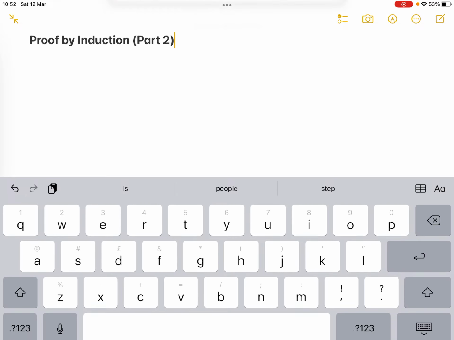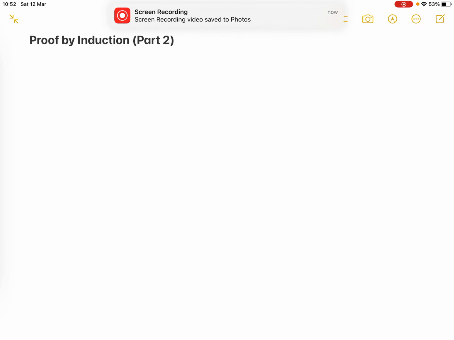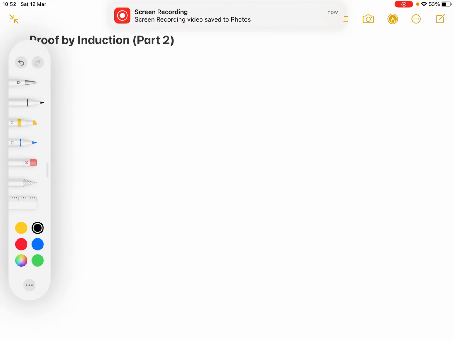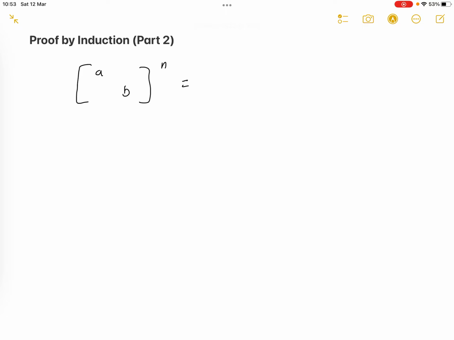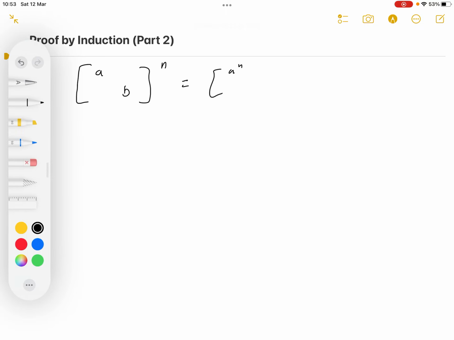So this is the second part to my proof by induction video. In the last video we went over proof by induction for powers of matrices. So we proved that (AB)^n is equal to A^n B^n for natural numbers n.